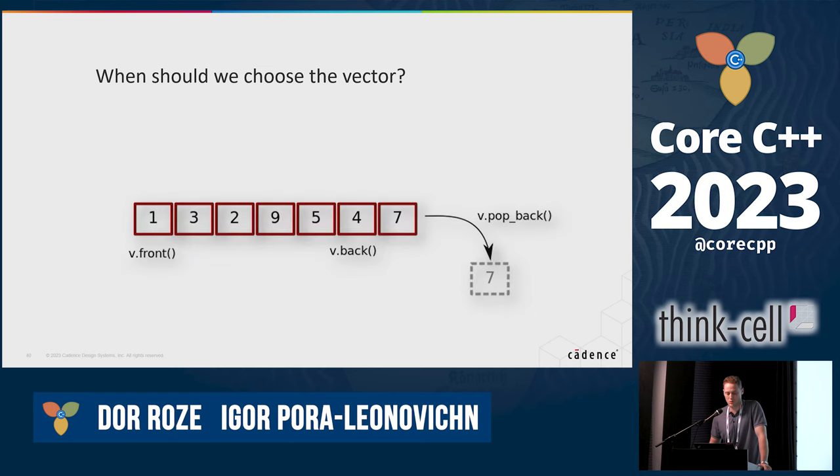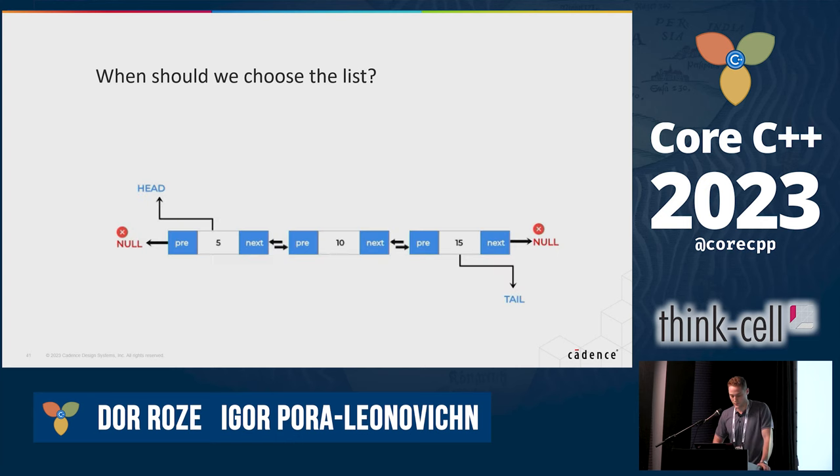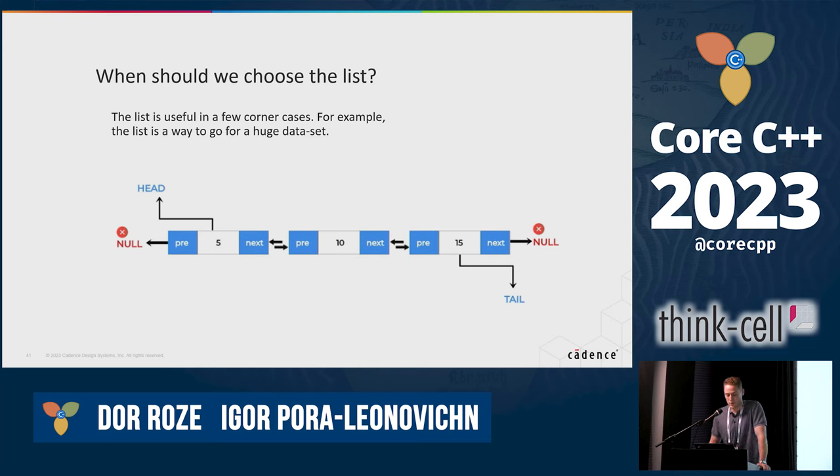And when should we choose the vector? When we are trying to implement something that looks like a stack, and insert or delete is only from one side of the data structure. And when should we choose the list? So the list is useful in a few corner cases. For example, the list is the way to go for huge data sets. But once again, it's only in a few corner cases. It's a guideline, but I recommend not using it unless you have a good reason to.